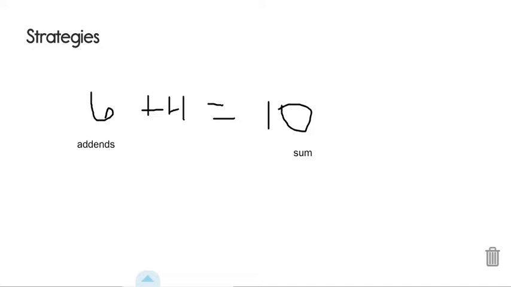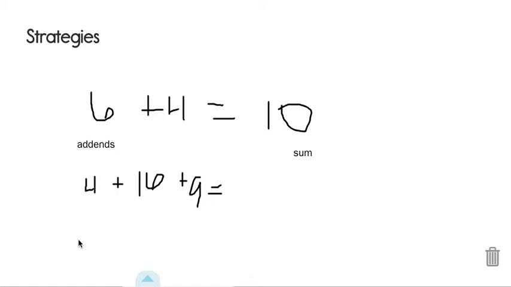Now, we can have as many add-ins in a problem as necessary. We could have 2, 3, 4, 10, 100. We can have an unlimited number of add-ins. So we can have the problem 4 plus 16 plus 9. So here I've got a 3 add-in problem.